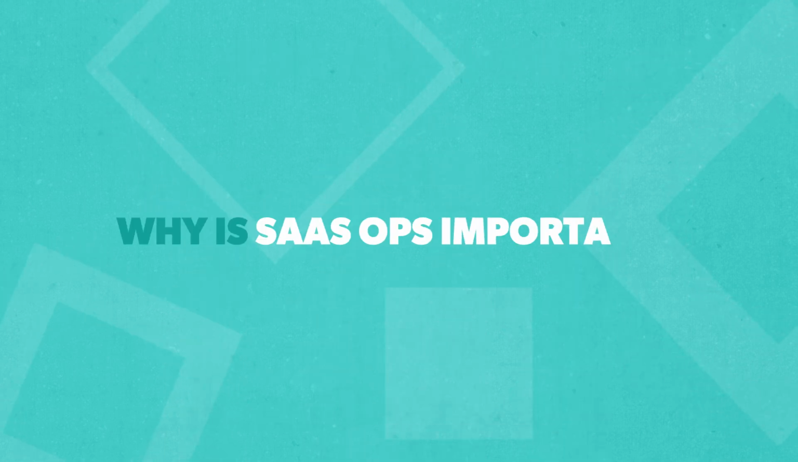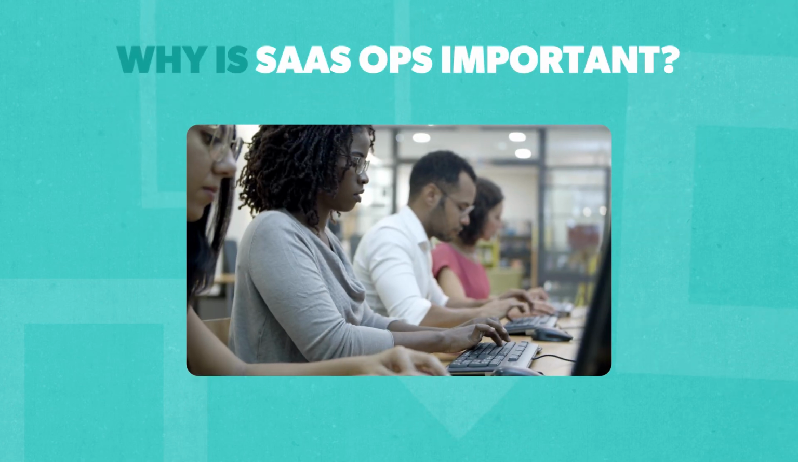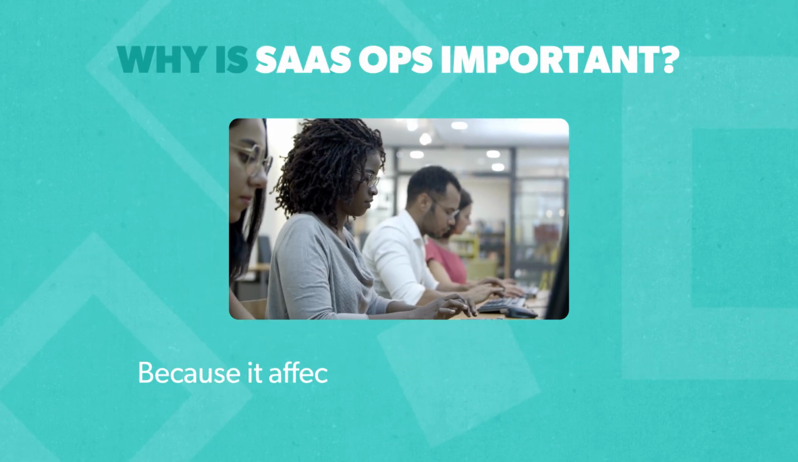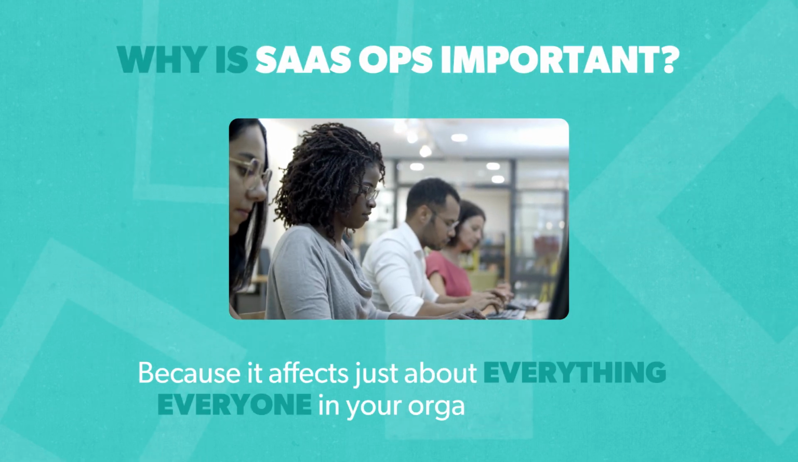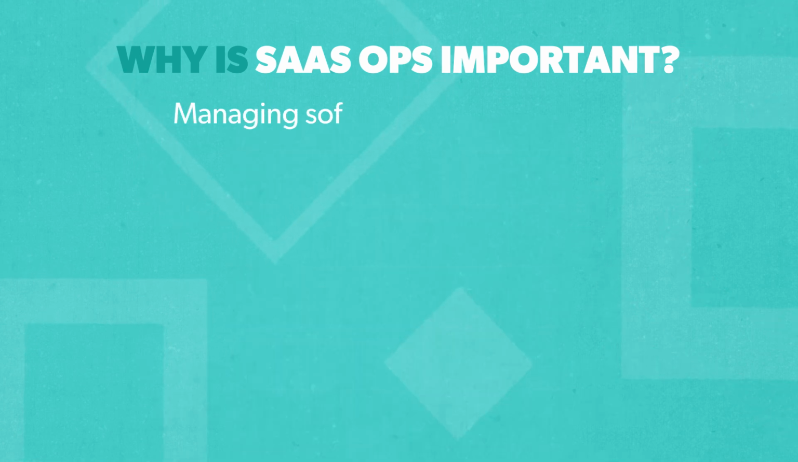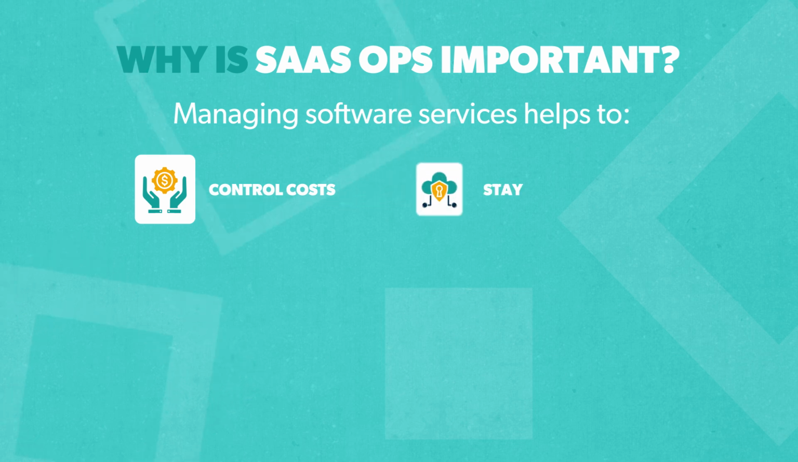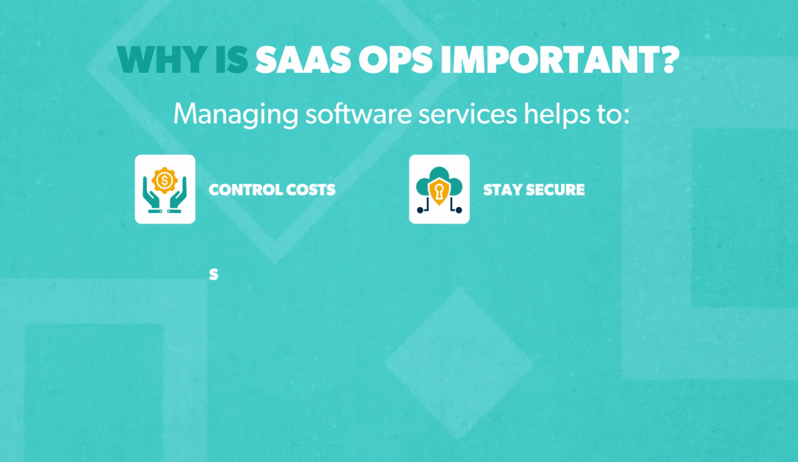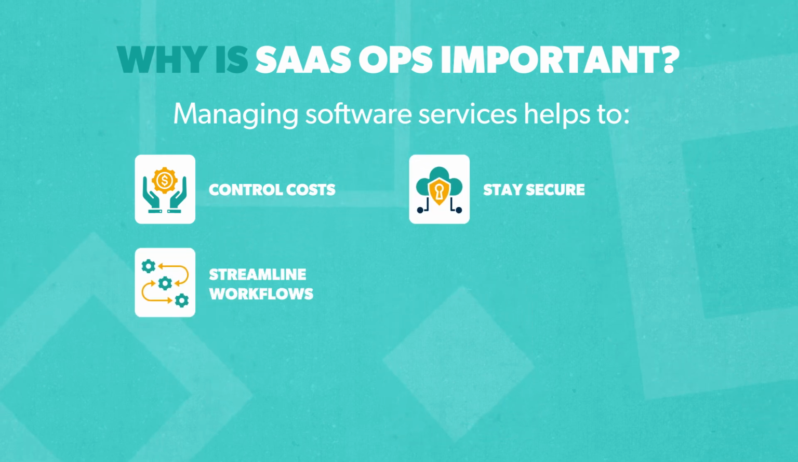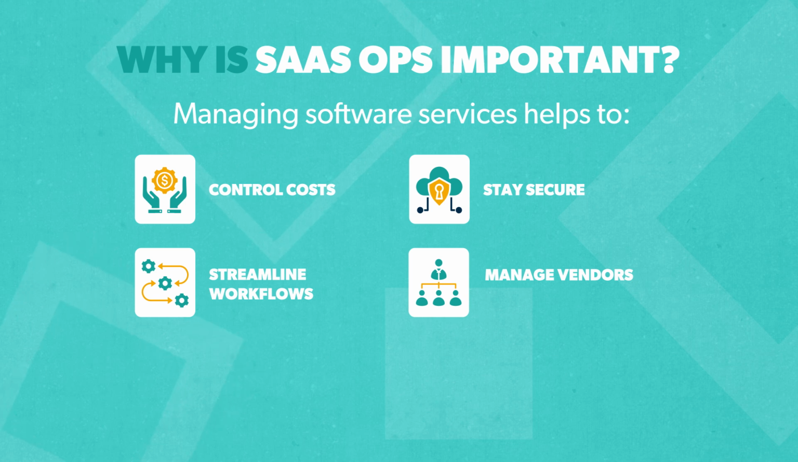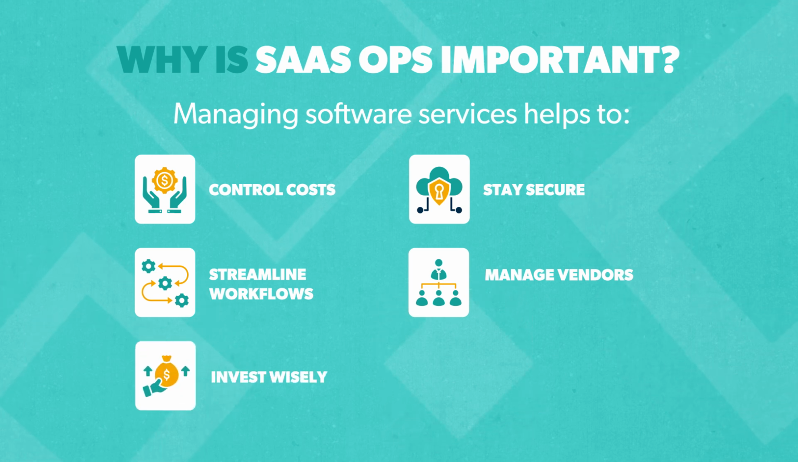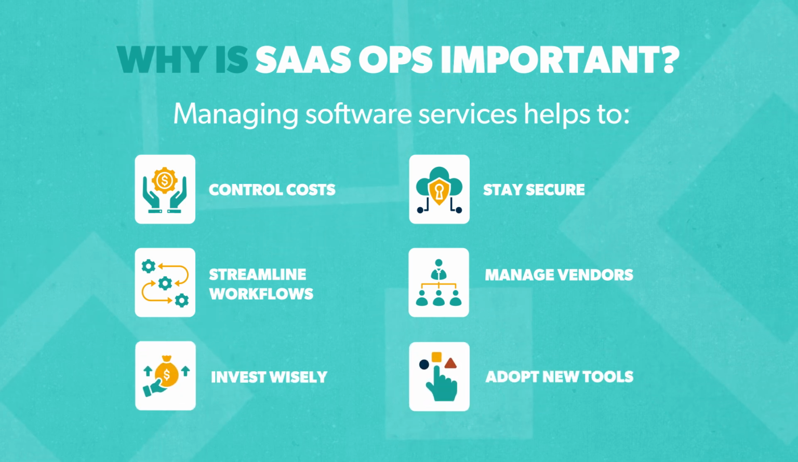Why is SaaS Ops important? Taking the right approach to SaaS operations is important because it affects just about everything everyone in your organization does. Managing software services helps to control costs of subscriptions, stay secure and protect data in the cloud, streamline workflows for all users, manage multiple vendors, invest in technology wisely, and adopt new tools quickly.